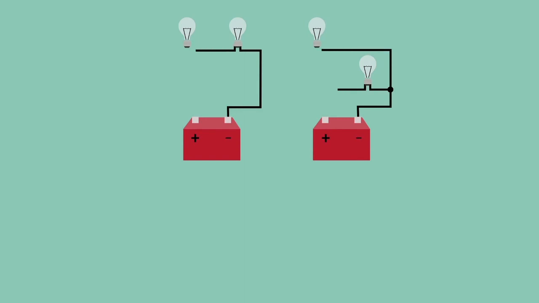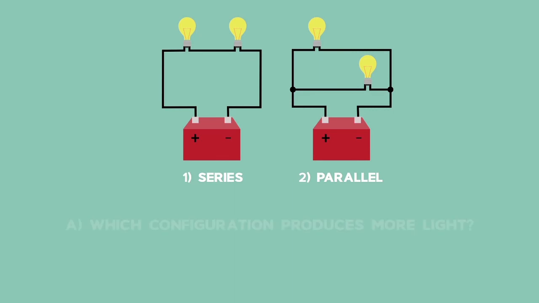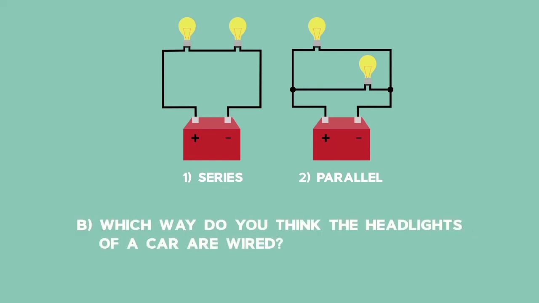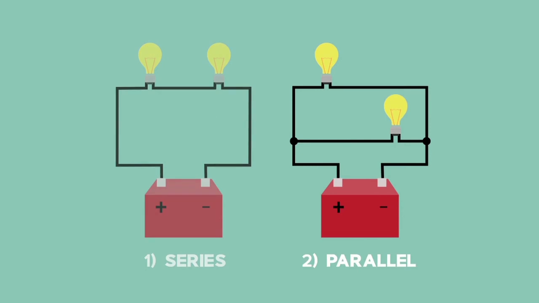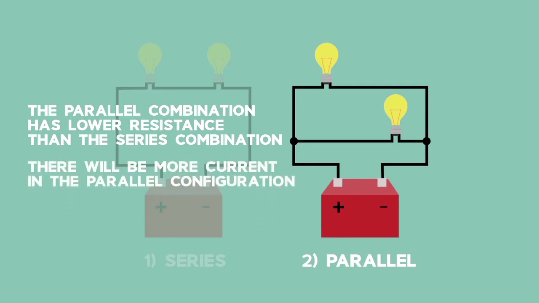Let's look at another example. Two light bulbs in a car are identical and have identical resistance, R. Which configuration produces more light, series or parallel? Which way do you think the headlights of the car are wired? The parallel combination has lower resistance than the series combination. Therefore, there will be more current in the parallel configuration.